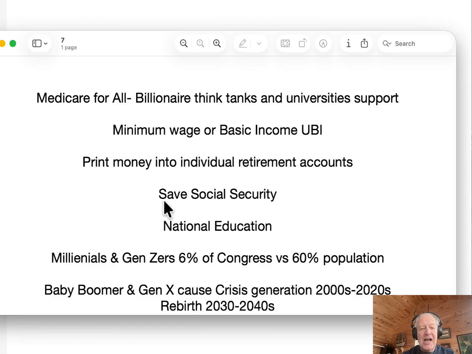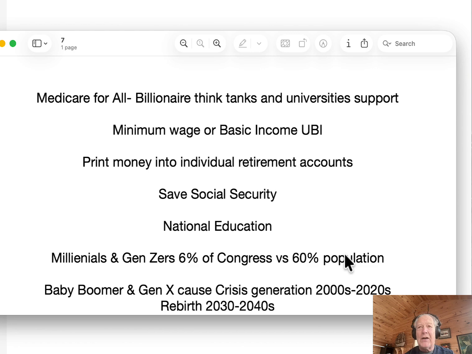All right, save Social Security. That's giving them a new educational program. Copy another country that's doing better than us, since we're such a messed up people right now. Why do we have to try to figure everything out on our own? Screw that. Find somebody who's already done a good job with it. Copy them. Millennials and Gen Zers are 6% of Congress, but they're 60% of the population. You folks have got to get going.